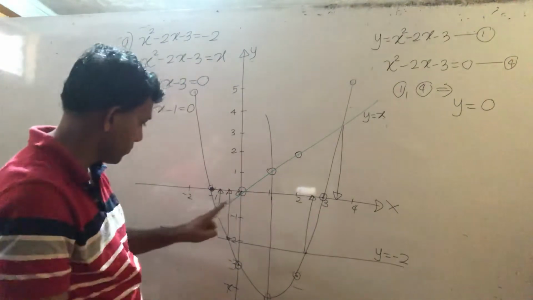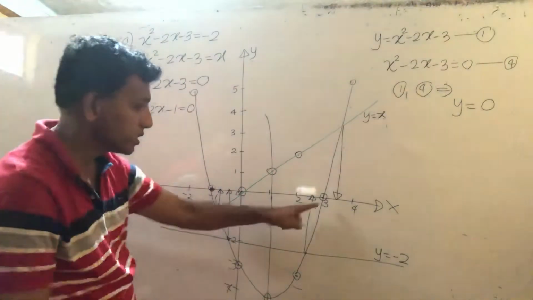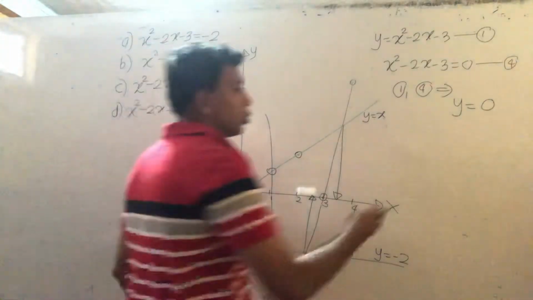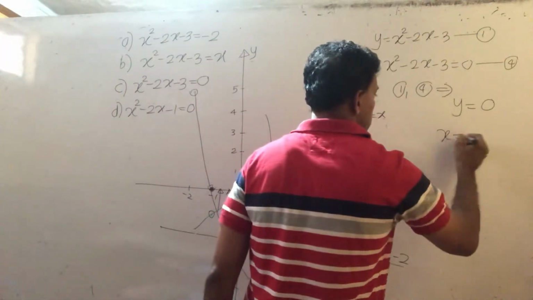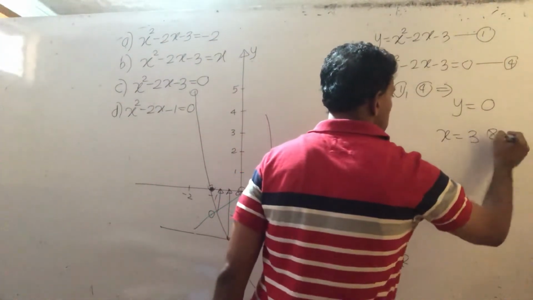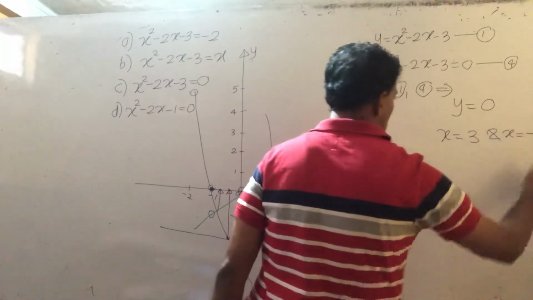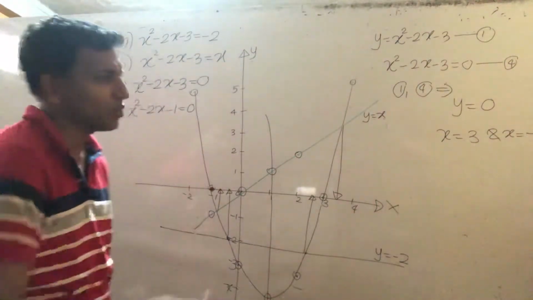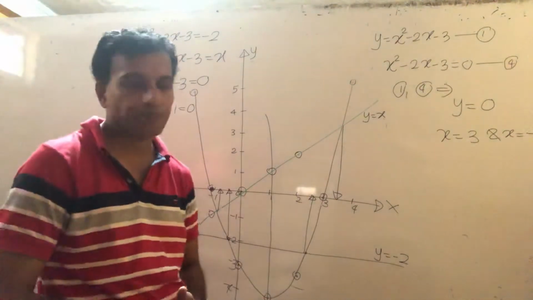At 3 and minus 1. The solutions are x equals 3 and x equals minus 1. Two solutions.